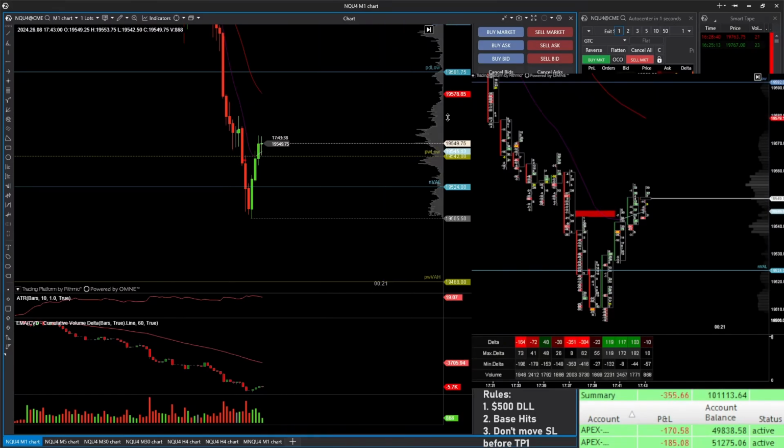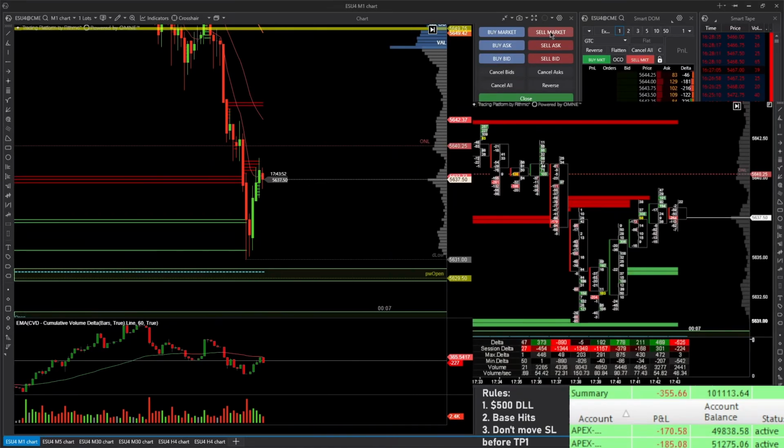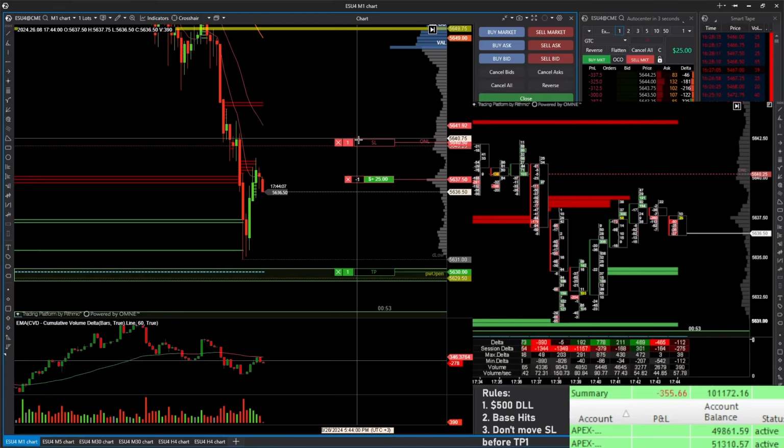ES is hitting the CVD line, backtesting it. So I feel more confident in taking the short on ES actually than on NQ. You can see that here. And I think I'll do just that. Take the short here. Yeah, so I took the short here on ES. I'm targeting the previous day equilibrium.